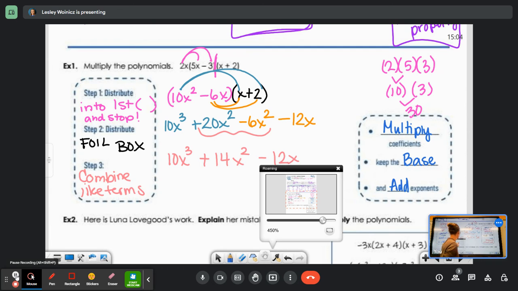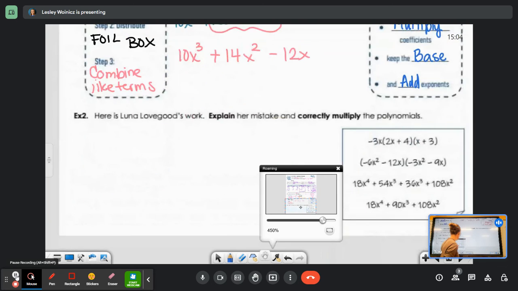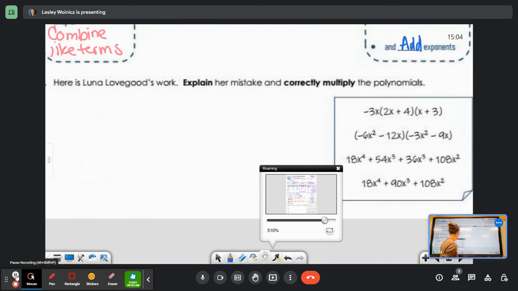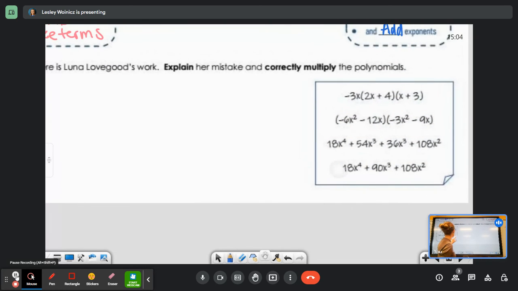Okay, you have that example to look at. Here is some work that Luna Lovegood turned in. She made a mistake. So your job is to, 1, explain the mistake, and 2, correctly multiply her polynomials. So this one is just like the one that we did. Sometimes doing it correctly can help you figure out what the mistake is. Plus, you have to do it right anyway. So go ahead and look at that. See if you can figure it out.